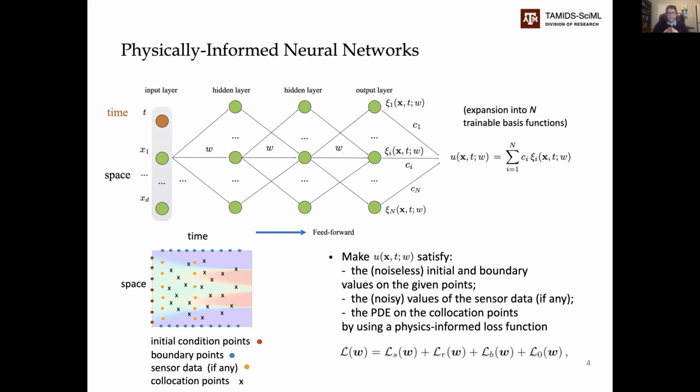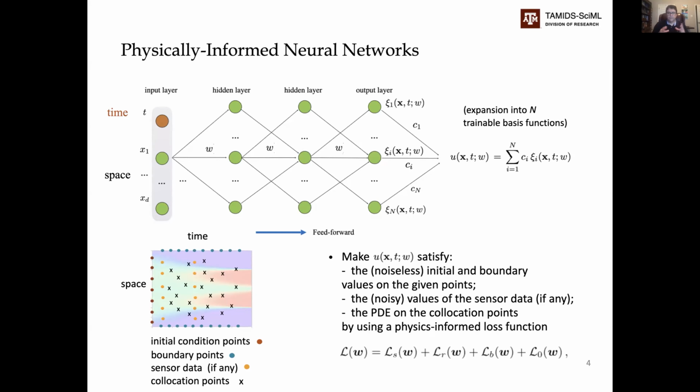So for the physics-informed neural network, you're going to train a network using, like I said, data points scattered across the domain. In the lower left, you can see a space-time domain with several classes of points: initial condition points, boundary points, sensor data, and collocation points, which is where you enforce the PDE. Let's say the PDE is the Navier-Stokes equations.